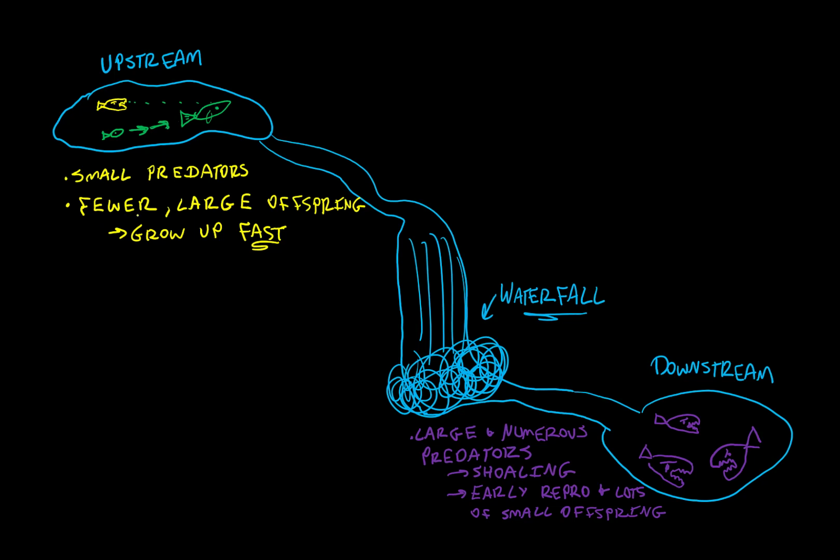Guppies upstream have fewer offspring because they have to invest more energy in each individual offspring because they're so big when they're born. So they can't have as many. Right? Now, if you're downstream, you've got lots of problems. Lots of predators. All of them are pretty big. So here you're going to have to employ a lot of different options. You're going to have to engage in shoaling behavior. So just hanging out in large groups so that hopefully if somebody has to get eaten by one of these approaching predators, it isn't you.